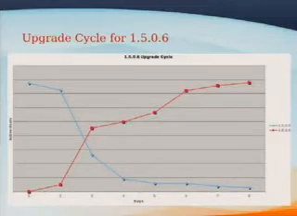So this is what the upgrade cycle looked like last year, when we shipped 1.5.06. So this is the cycle from 1.5.05 to 1.5.06. The red line is 1.5.06, and the blue line is 1.5.05. And it's not a pretty chart because I'm not that good with Excel.